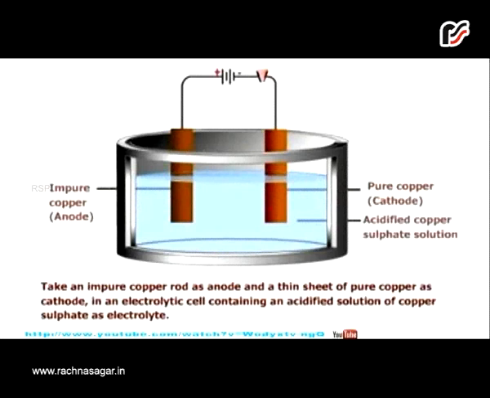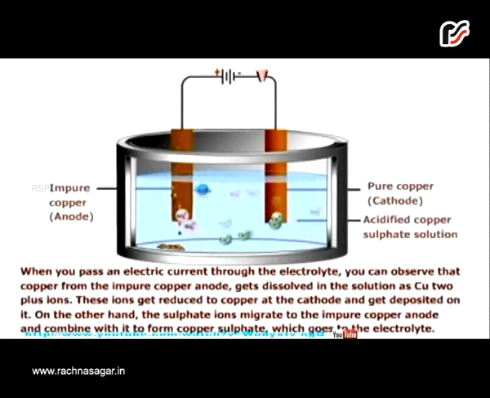In this process, impure metal, that is impure copper, is taken as anode, whereas pure copper is taken as cathode. Acidified copper sulfate solution is taken as electrolyte. When we pass electric current through the electrolyte, you can observe that copper from the impure copper anode gets dissolved in the solution as Cu2+ ions.